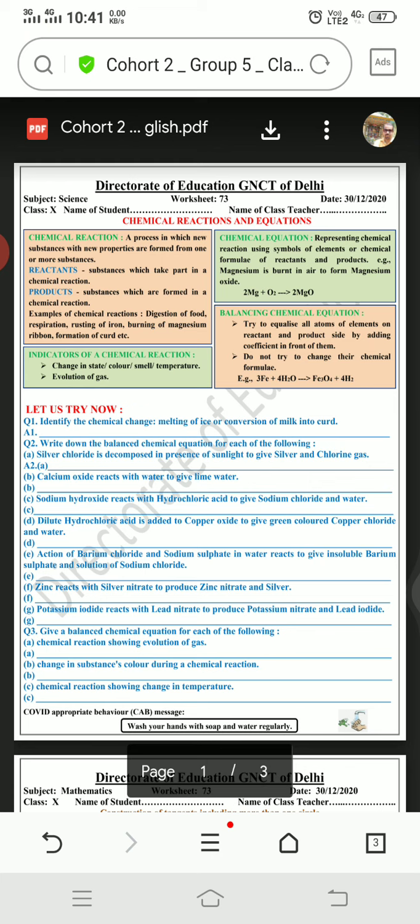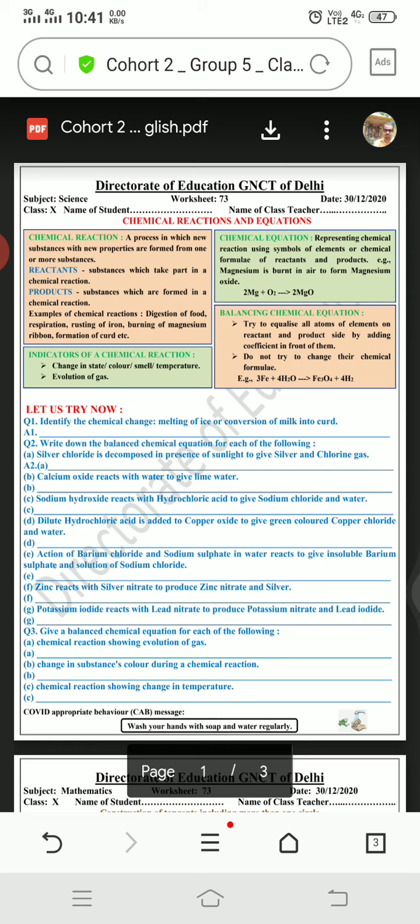Another very simple example is oxidation of carbon: carbon plus oxygen will give carbon dioxide. Or the reaction of respiration, where a glucose molecule is breaking down into carbon dioxide and water. So they will evolve gas.